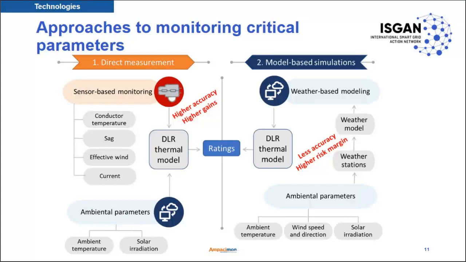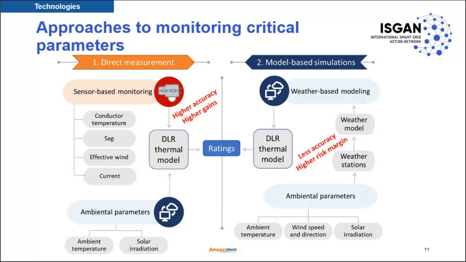That's the theoretical approach. In fact, there are two basic ways to do that. The one we favor at Ampacimon is based on a sensor. So you will have, with a sensor mounted on the line, measurements of effective wind, sag, current, and conductor temperature is derived from the sag, the state equation of the conductor. And in addition to these field measured parameters, you need ambient temperature and solar radiation.